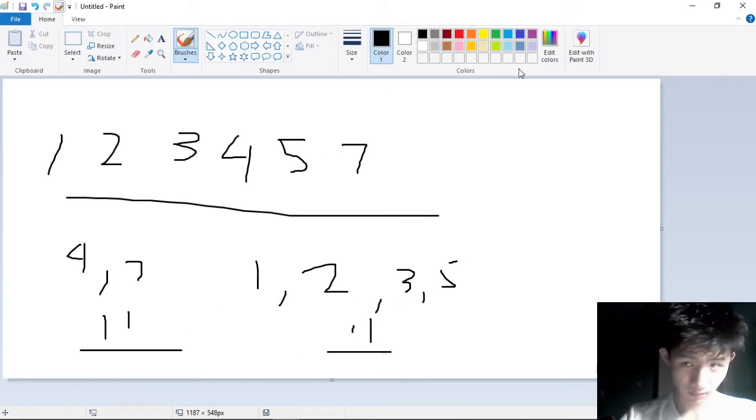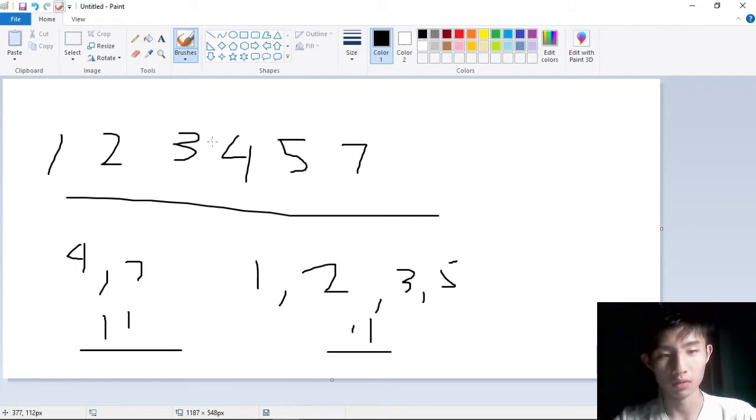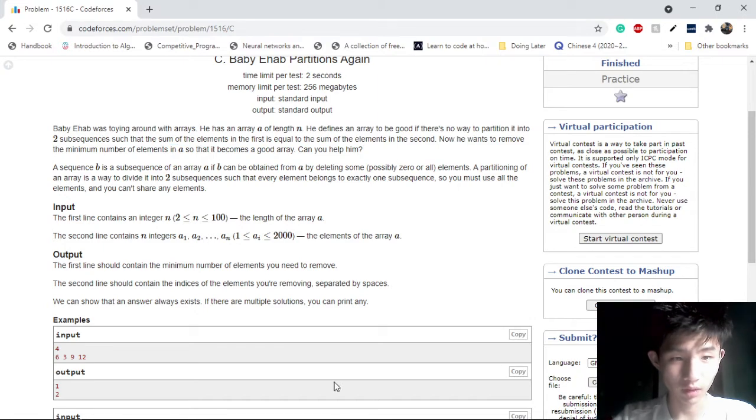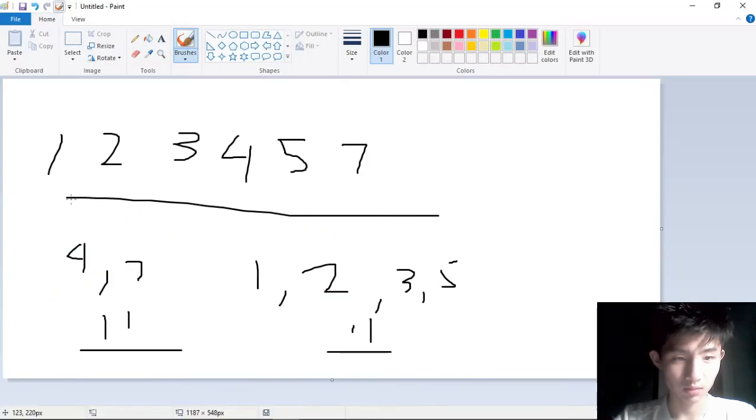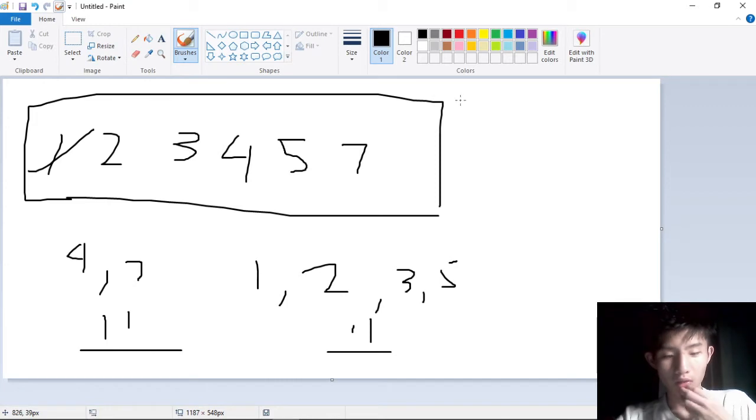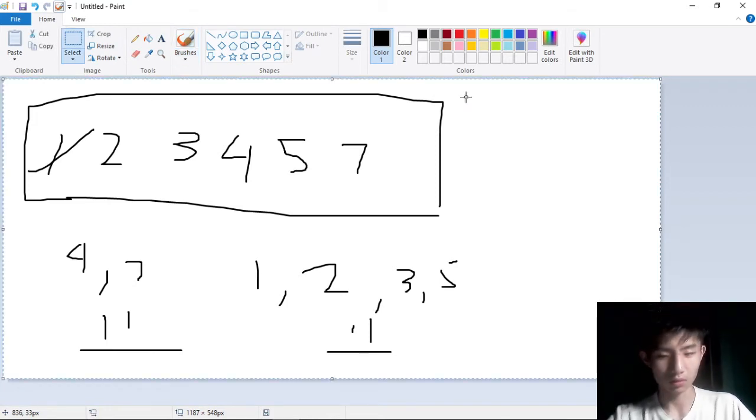So that means in this problem, you actually don't want this to happen. And you're trying to, in order to do that, you want to remove elements so that it's impossible to divide it by 2. So you can probably remove, I don't know, 1 and you'll be fine. And yeah, that's the goal of the problem.